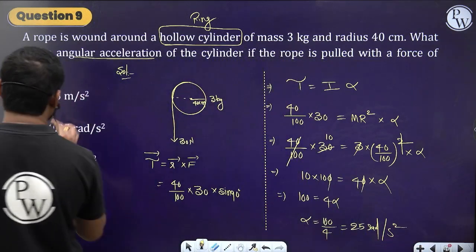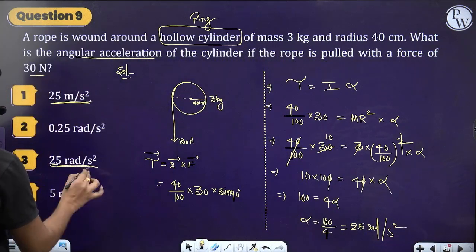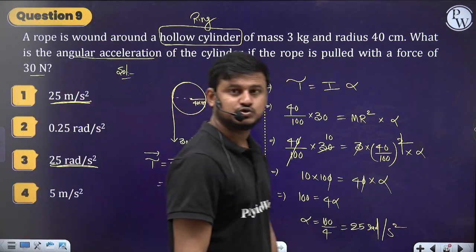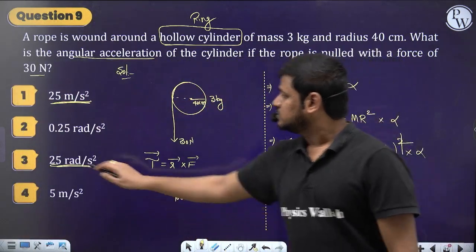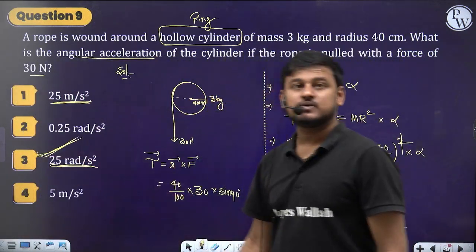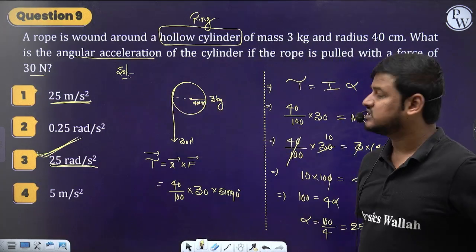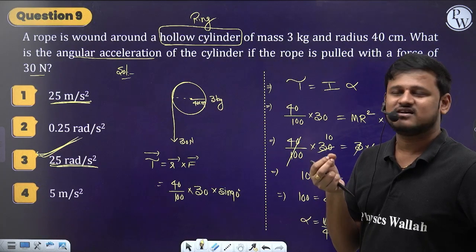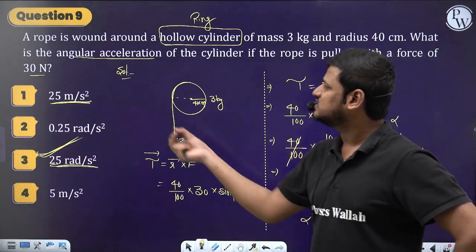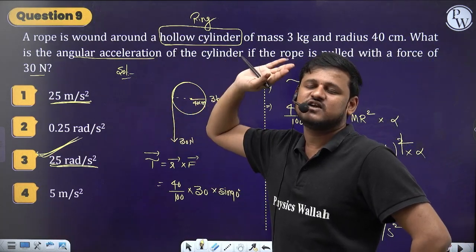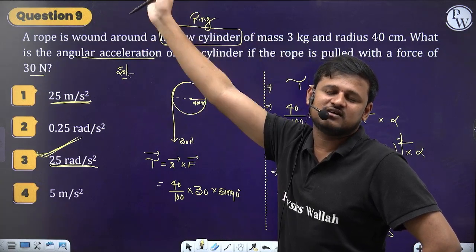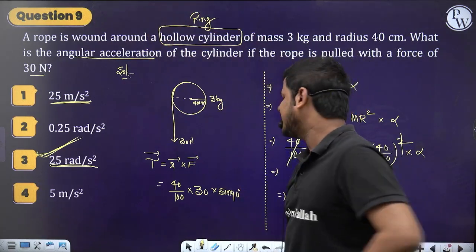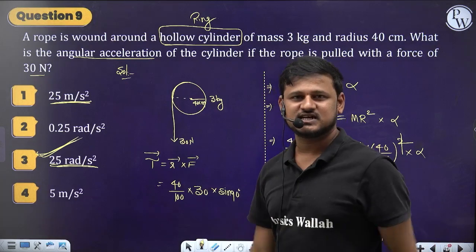See here in the options we have 25 meter per second square and 25 radian per second square. Which one to choose now? Option 3 is the correct one, guys. Don't take option 1. Most of the times the examiner gives 25 to make you confused. After seeing 25, we don't bother about the other options and think, I got 25, I'll put 25 meter per second square.